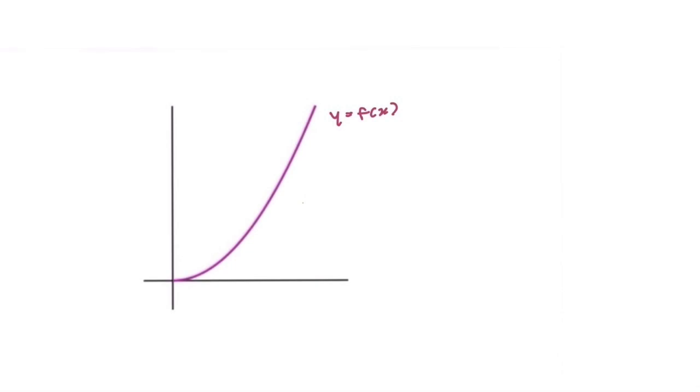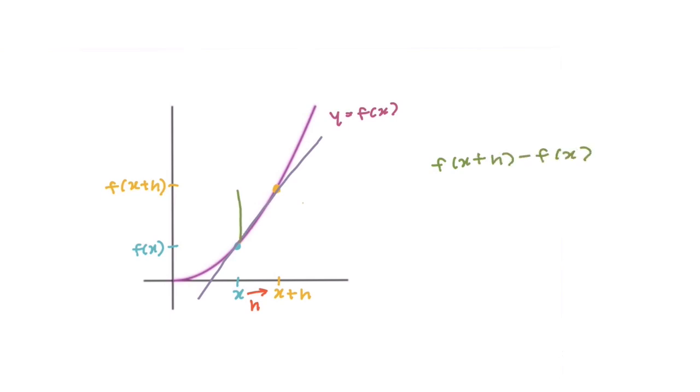We can generalize this way of studying change to any curved function. If the point we are observing has coordinates x, f of x, then a second point on the graph, located h distance away horizontally, would have the coordinates x plus h, f of x plus h. The slope of the secant line that cuts through these 2 points would be f of x plus h minus f of x, the rise, over x plus h minus x, the run. And we can rewrite the denominator as just h.